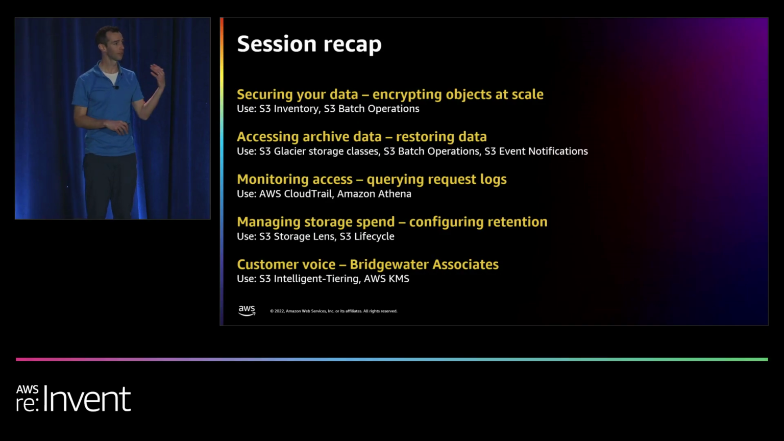Great. Thank you, Robin. And with that, we'll recap. We talked about encrypting objects at scale, then restoring data from Glacier, once again, at millions and billions of object scale, querying request logs, where you've got multiple choices there for data level activity, configuring your retention policies using lifecycle, using things like Storage Lens to get visibility. And then thank you, Robin, again, from Bridgewater Associates. Cutting edge features he's using, multi-region access points, things like Intelligent-Tiering, the amount of savings he saw, KMS encryption. You've got a lot of examples now of how customers are using this today.